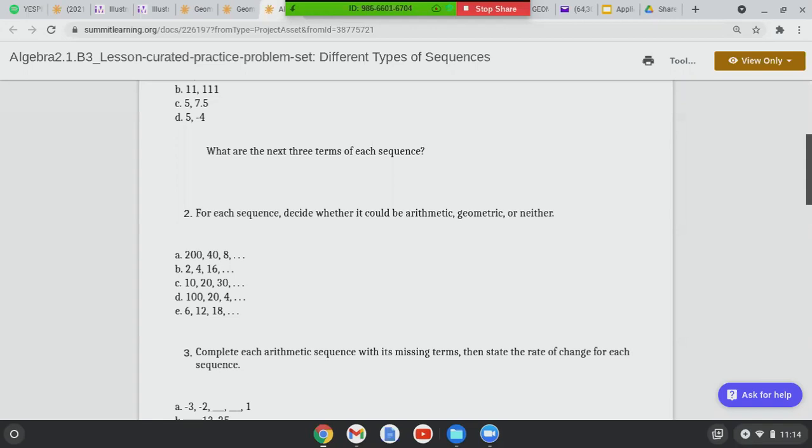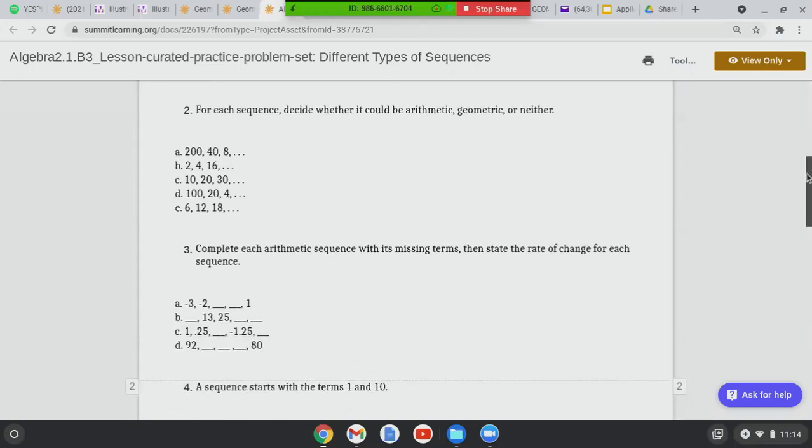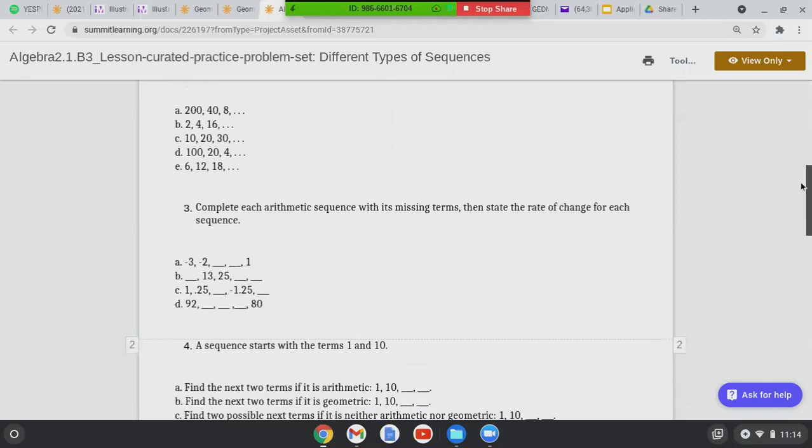Okay, so now we should be able to get through number 3, and that'll bring us almost to the end of the time. So let's look at 3. Complete. They're already telling us it's an arithmetic sequence with missing terms. Then state the rate of change. Well, we've been doing that anyway, so that's nothing new.